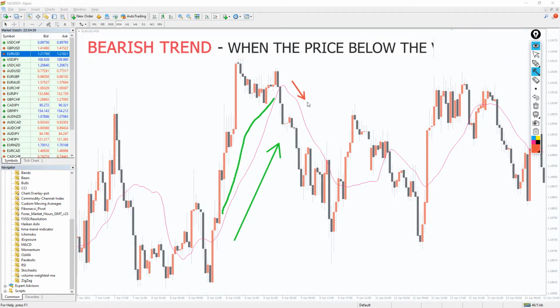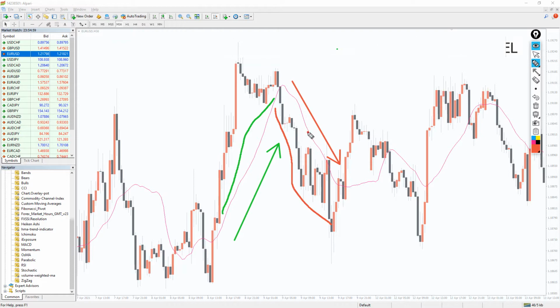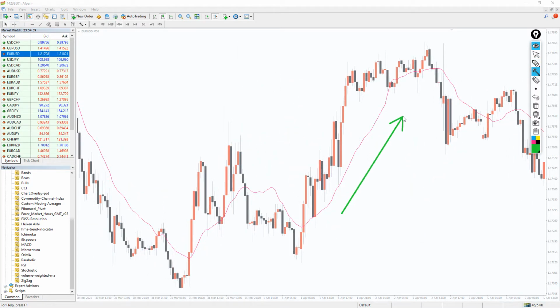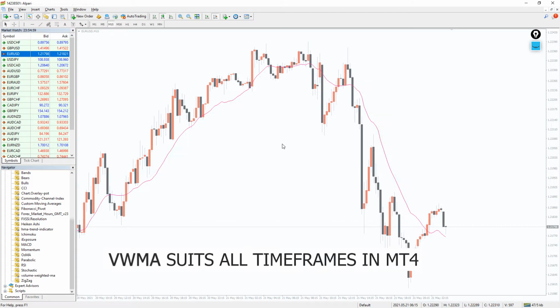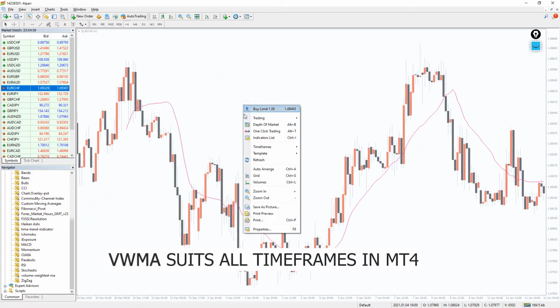Oppositely, we consider the market trend as bearish when the price drops below the current volume weighted MA level. Once you identify the market trend correctly, you can apply various price action strategies for opening the trade within the trend direction. For example, in an uptrend market, you may activate a buy order when the price respects the volume weighted MA slope as support. Volume weighted MA suits all types of time frames in MT4.